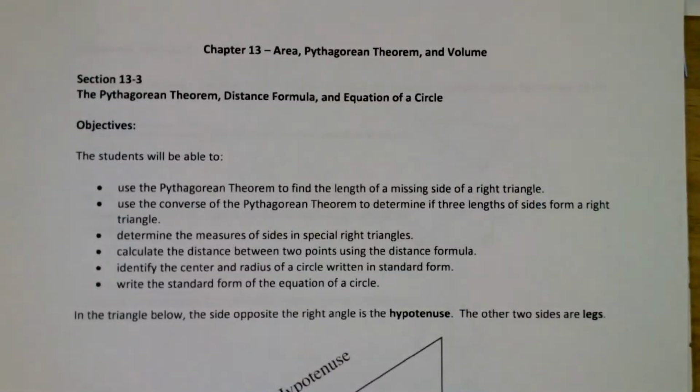All right, in this video, we're going to talk about section 13-3, dealing with the Pythagorean theorem, distance formula, and equation of a circle. And in this section, we'll use the Pythagorean theorem to find the length of a missing side of a right triangle, use the converse of the Pythagorean theorem to determine if three lengths of sides form a right triangle, and determine the measure of sides in special right triangles.